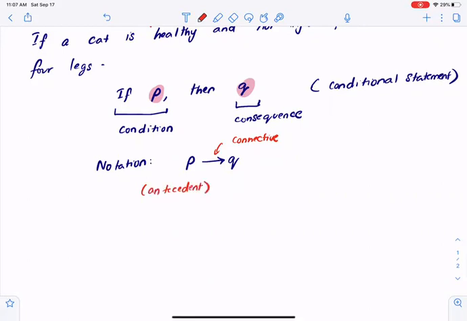In logic, the statement that is an if is called the antecedent. Q is called the consequent. One follows the other. The consequent follows the antecedent.